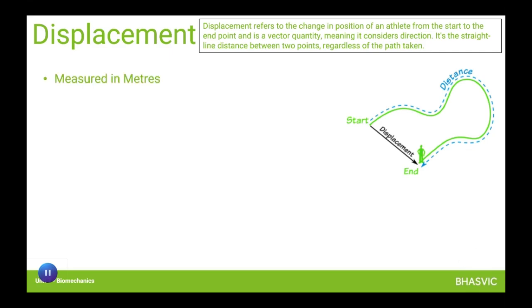Displacement is also measured in meters like distance. Displacement is a vector because it includes both magnitude, which is how far an object has moved, and direction. This means it tells you not just how far you've travelled, but also which direction you've gone in.